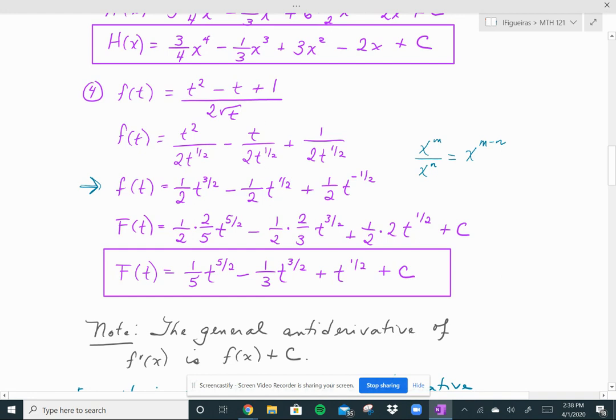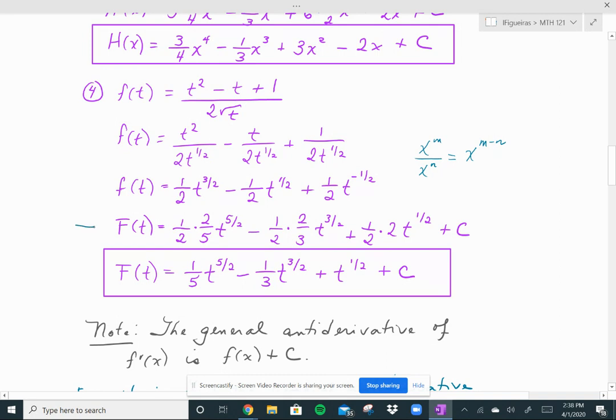In this case, I didn't have to subtract exponents, but you need that variable in the numerator. So I just rewrote it as 1/2 t to the negative 1/2. The coefficients stay in the same position, so everything should be multiplied by 1/2. Okay, so now I'm taking the antiderivative.